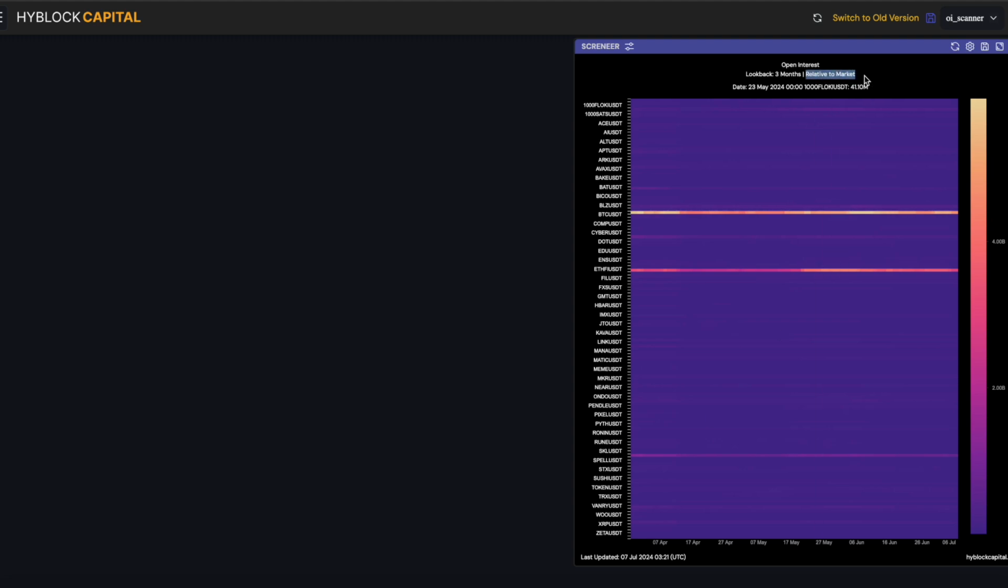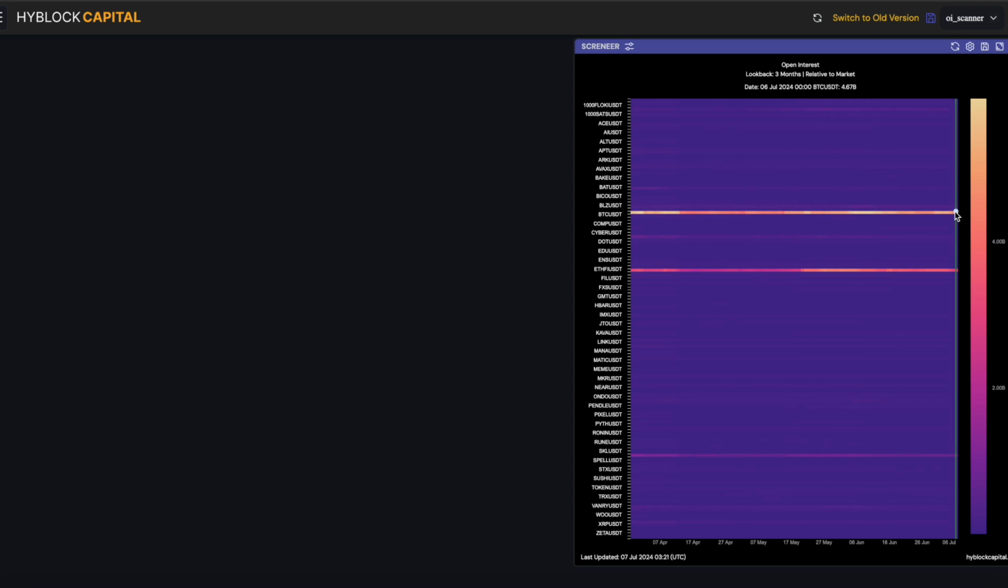As you can see, this screener shows the open interest for various tickers relative to the entire market over the past 3 months. While this provides a broad market overview, it can sometimes be challenging to identify coins with rising open interest or highs and lows for specific assets. This is because the open interest for major coins like BTC and ETH is so high that it overshadows all other tickers, making it difficult to spot significant movements in smaller coins.